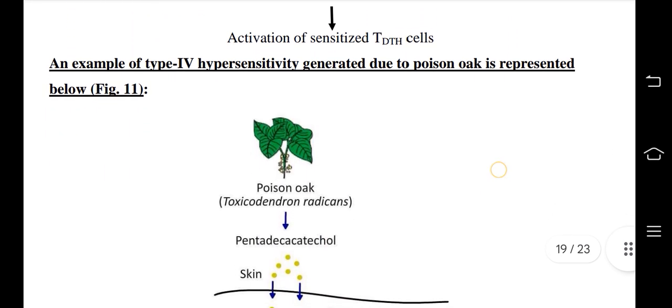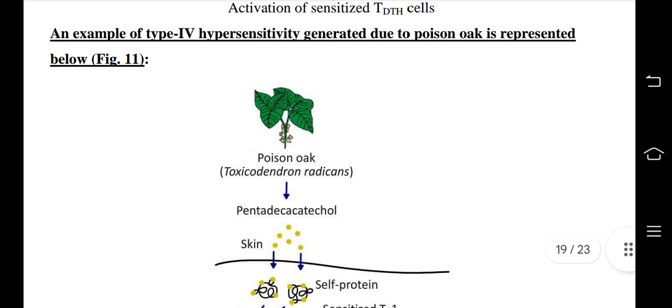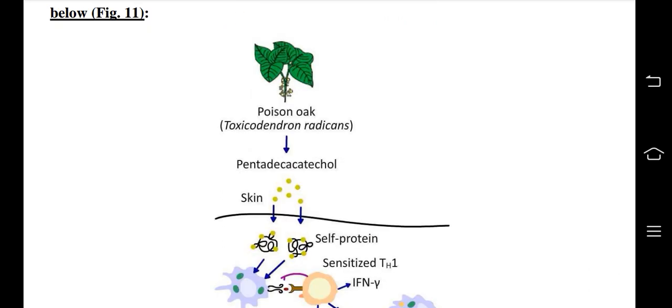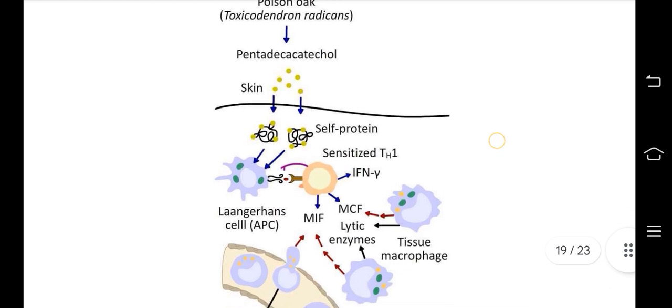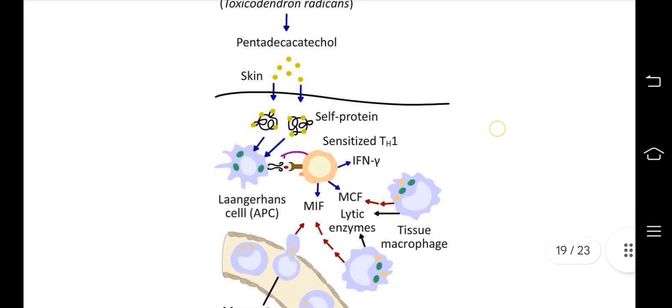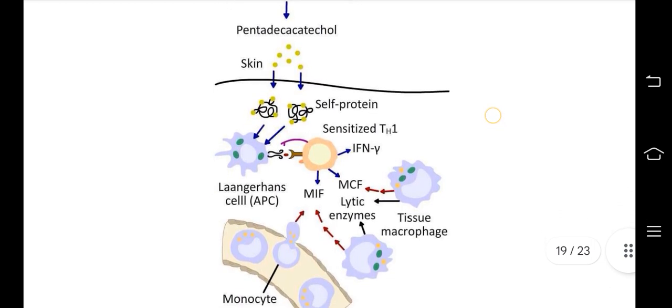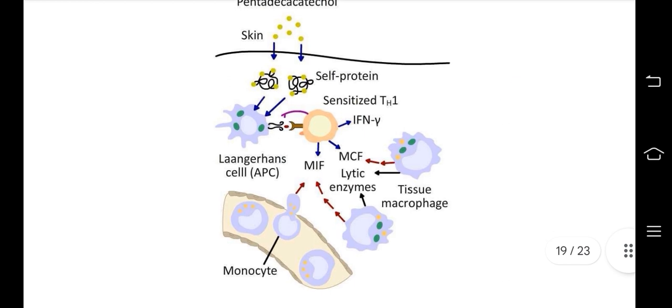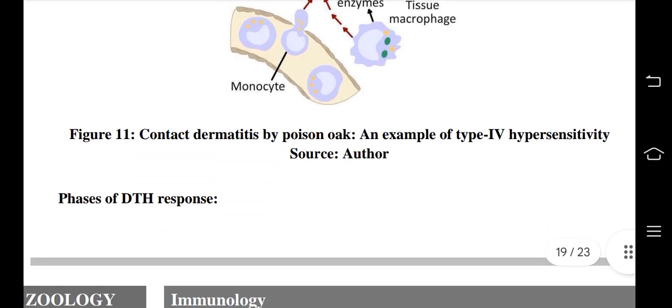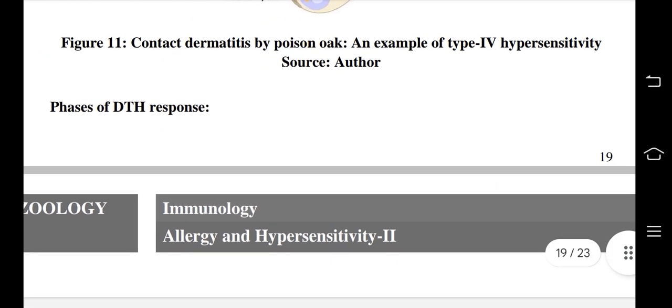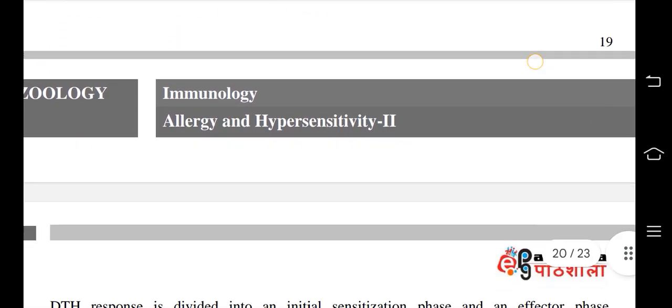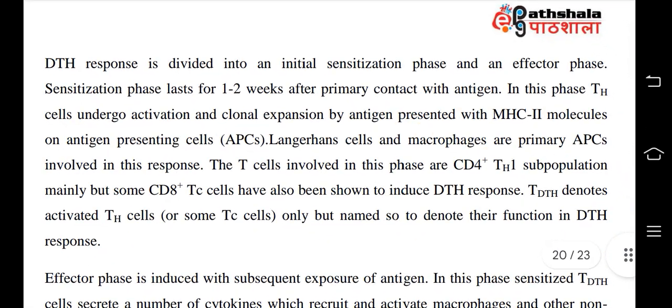Type 4 hypersensitivity generated due to poison oak is represented. Poison oak or Toxicodendron radicans, pentadecacatechol. Skin self-protein, sensitized Th1, IFN gamma, Langerhans cells, APC, MIF, MCF, lytic enzymes, tissue macrophage and monocyte. Contact dermatitis. Phases of DTH response: the DTH response is divided into an initial sensitization phase.